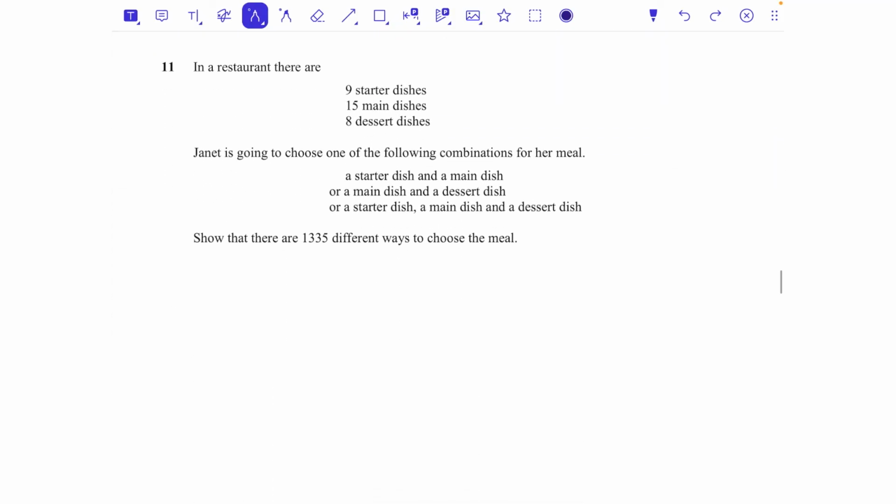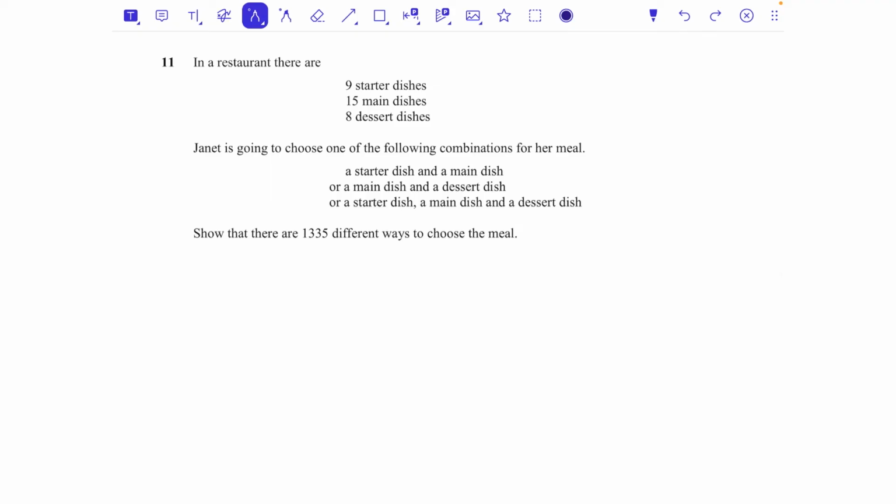Okay, question number 11. In a restaurant, there are 9 starters, 15 mains and 8 desserts. Janet is going to choose one of the following combinations for her meal. So she might get a starter and a main, in which case that would be 9 times 15 different ways that she can do that. Because there are 9 starters and 15 mains, 9 times 15 is 135. She might, instead, get a main and a dessert, in which case there would be 15 times 8 different ways of doing that. 15 times 8 is 120.